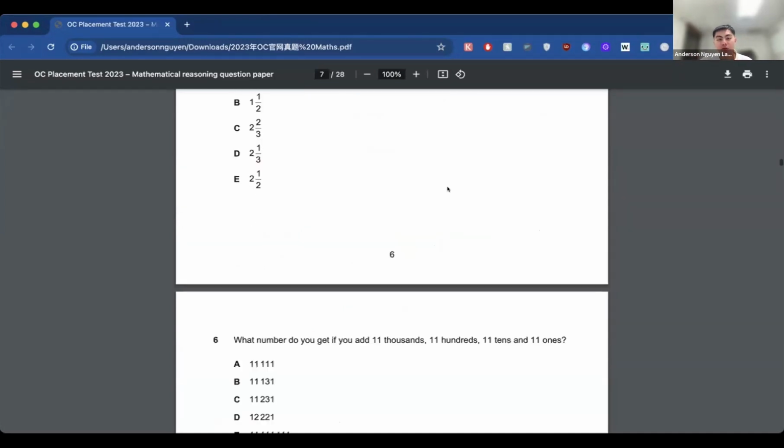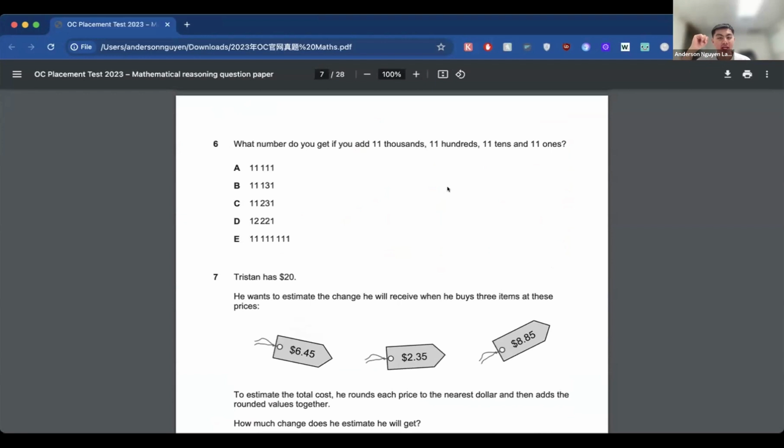All right, so on to question 6. What number do you get if you add 11 thousands, 11 hundreds, 11 tens, and 11 ones? Just got to see what numbers you're adding. So 11 thousands is 11,000. Add that to 11 hundreds, so put 2 zeros at the end. 11 tens, so put an extra 0 at the end of 11. And 11 ones, which is just 11.